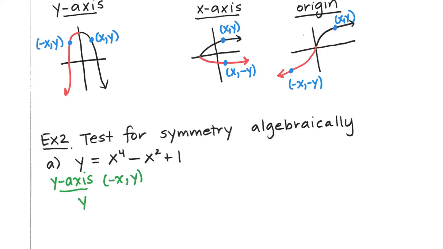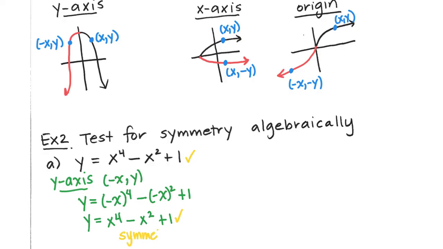So I'm keeping the y the same. Where I see the x, I'm plugging in negative x. And then I'm hoping it ends up in the same equation for y, because that would mean it ended up in the same coordinate. Negative x to the fourth is positive x to the fourth. Negative x squared turns to positive x squared. The plus 1 stays the same. And because this function matches this function, this is symmetric with respect to the y-axis.